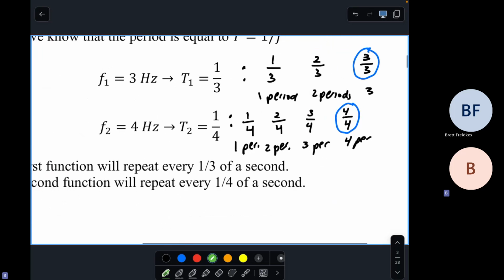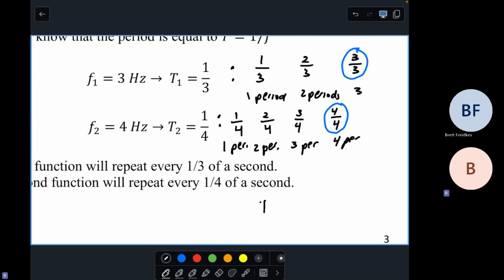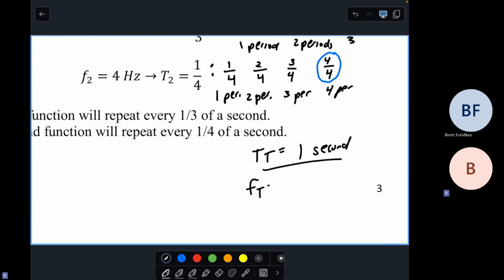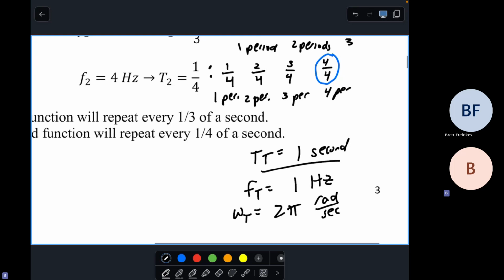So from this, we can say that the period of the overall motion will be 1 second. 3 over 3, 4 over 4, that's 1 second. That's when they both match, which means the fundamental frequency is 1 hertz. We got that before. The fundamental frequency in radians per second is what? 2 pi. So now we know the fundamental frequency of the motion.